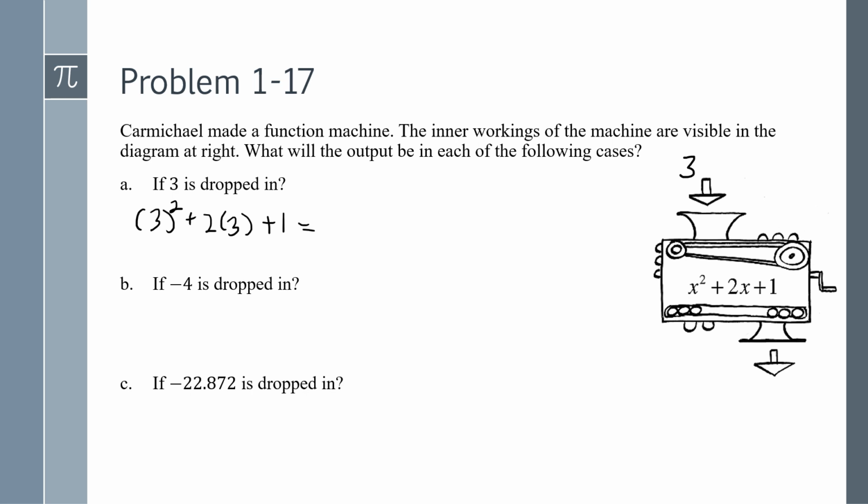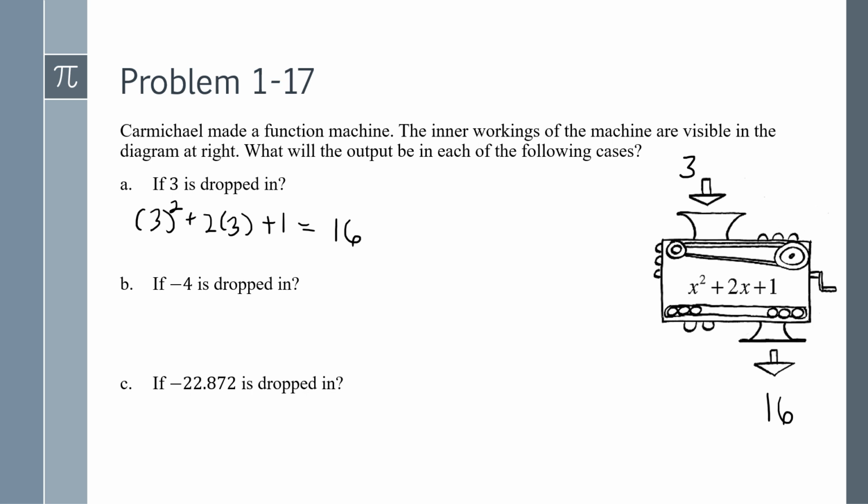And I can evaluate that either mentally or on a calculator. I'm using a calculator, so I put in 3 squared plus 2 times 3 plus 1, exactly like you wrote it with the parentheses, and I get 16. So 3 is dropped in, a 16 should drop out.